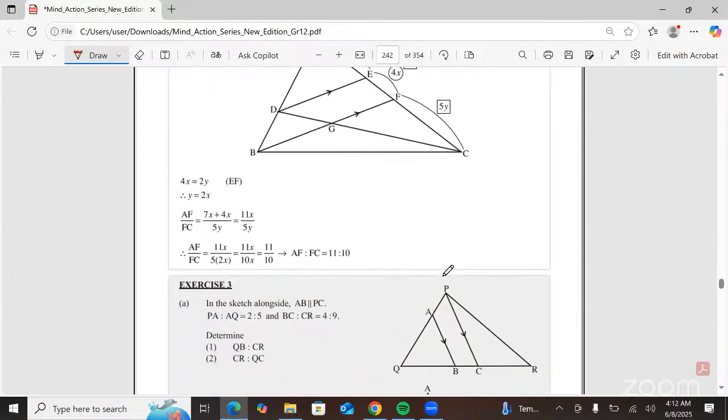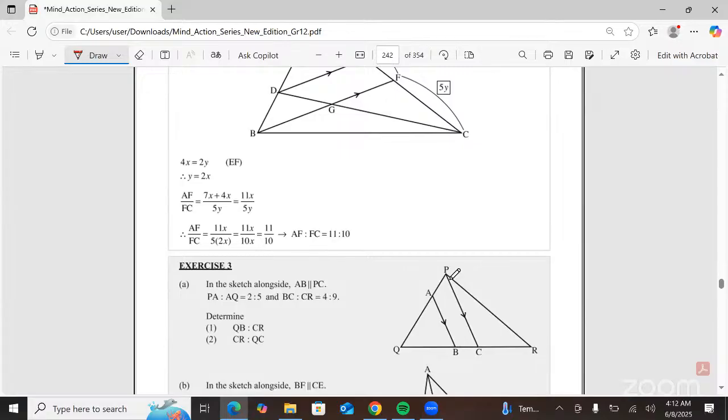Now we are here. This is the last one. Then we can jump into the trigonometry after this one. Now we have this problem. We are given the sketch alongside. We are given the information that AB is parallel to PC, and the ratios PA to AQ, and BC to CR. Now, how do you think we can approach those questions?